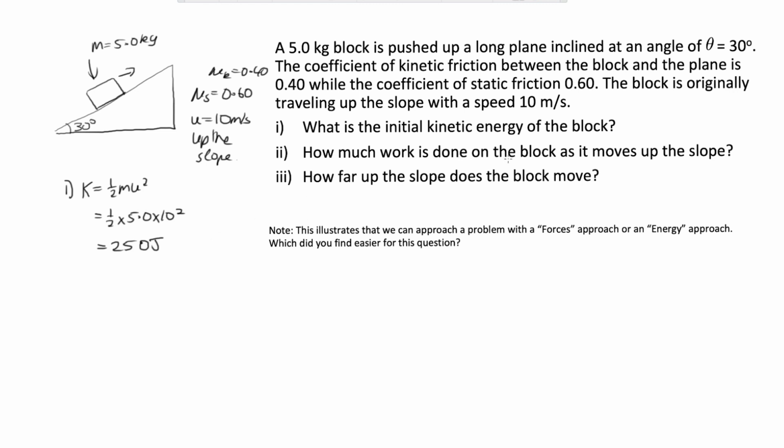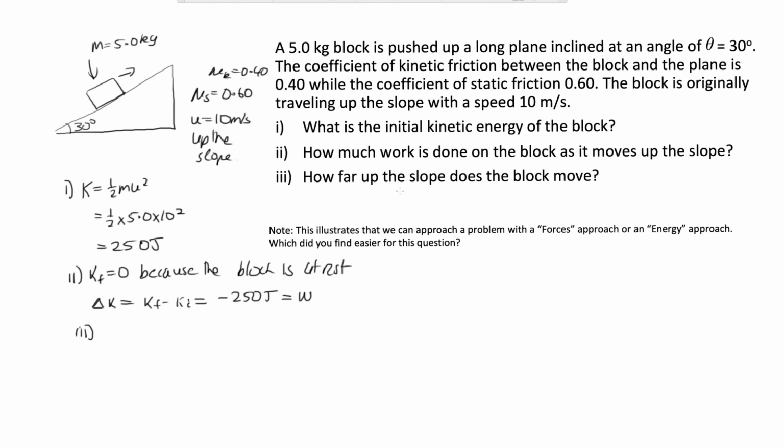So how much work is done on the block as it moves up the slope? Okay, well, it's going to move up the slope until it comes to rest. So the final kinetic energy is going to be 0 because the block is at rest. So this implies that the change in kinetic energy, which is the final minus the initial, and we calculated the initial here, is going to be minus 250 joules because it's 0 minus 250. And that's going to be equal to the work done on the block. So we're going to have minus 250 joules of work done on the block.